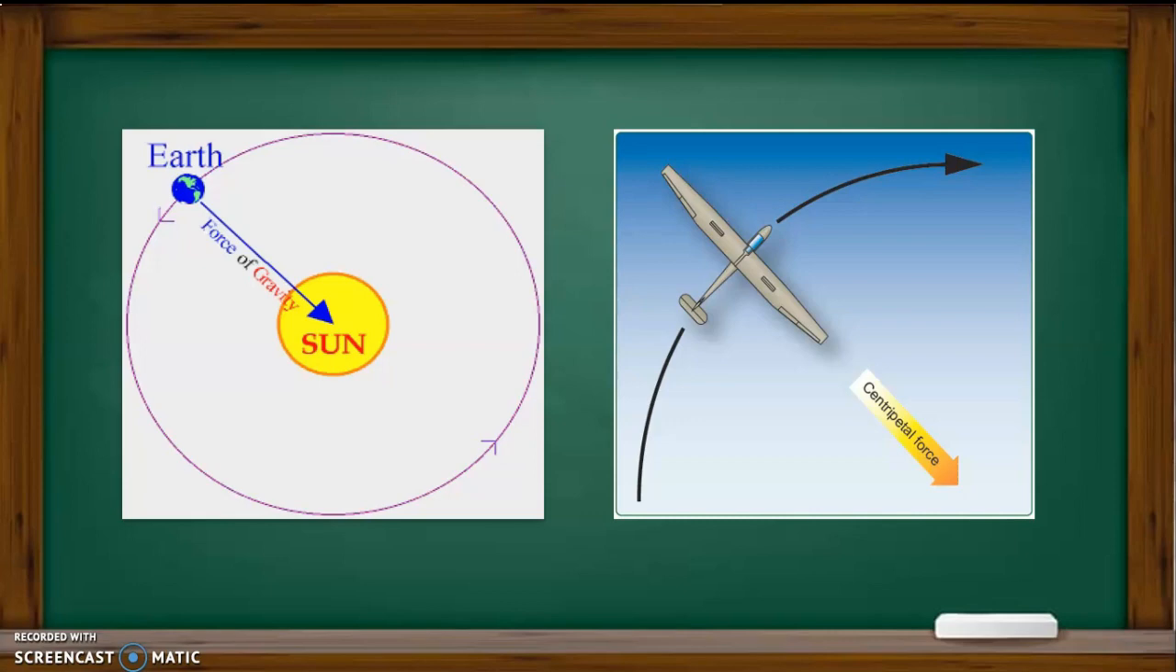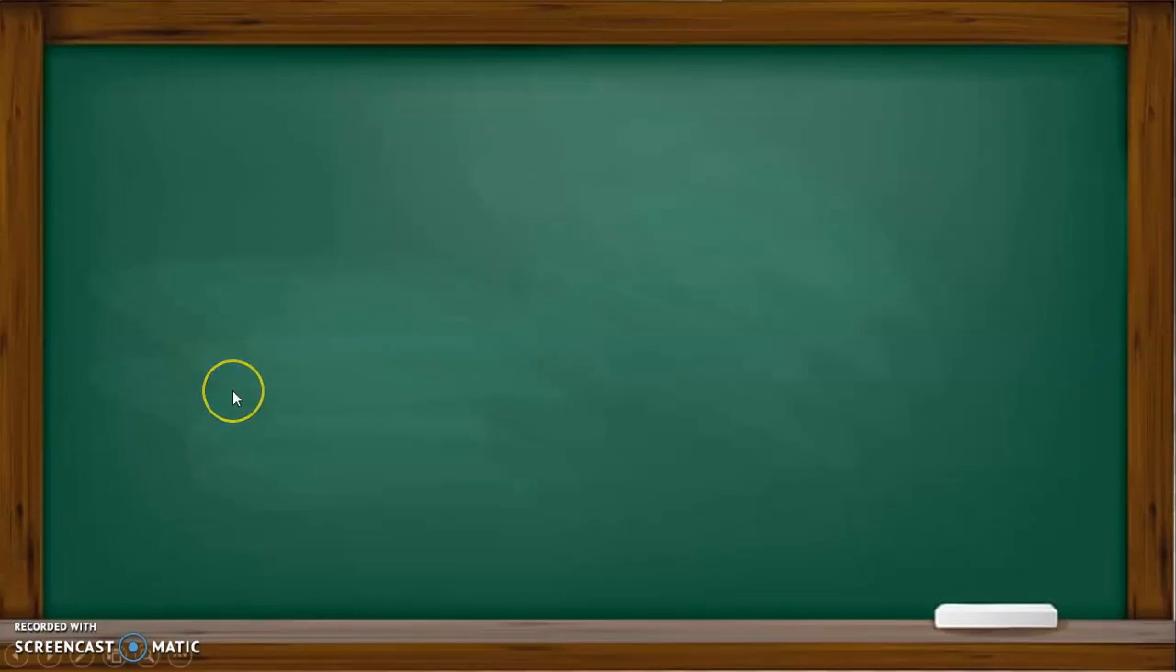In each of these examples, a force causes the object to accelerate toward the center of its circular path. Identifying the force or forces that create the centripetal acceleration is a key step in solving many problems involving circular motion. And now, let's try to solve problems involving centripetal forces.